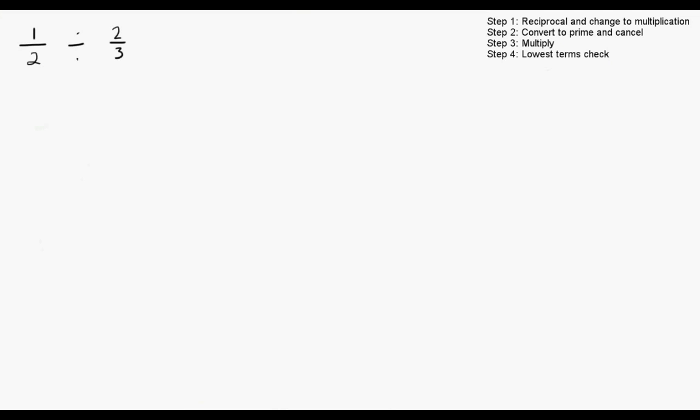Let's take a look at our first division example. Here we have 1 over 2 divided by 2 over 3. And as always, our method is up here in the corner for us to reference. Step 1 is taking the reciprocal of the divisor fraction and change to multiplication. If we have a fraction a over b, the reciprocal of that fraction is just b over a. So let's rewrite our fraction here. We have 1/2. We're going to change the division to multiplication, and the reciprocal of 2 over 3 is 3 over 2.